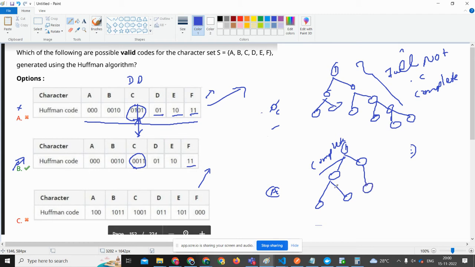Can it be like this? Is this a complete tree? Yes, this is a complete tree. But this is not a full tree.